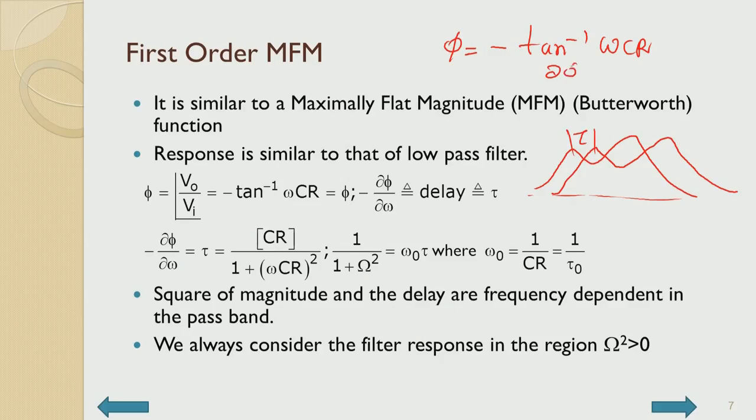So, if you now take delta phi by delta omega of this minus of that, that becomes again nothing but CR divided by 1 plus omega squared C squared R squared, or it is normalized, where omega CR is capital omega. So it is actually equal to omega naught into tau. Okay, that is the delay function. Tau is the delay function. So this square magnitude and the delay are frequency dependent in the pass band. This also is similar to what we saw earlier, that is both magnitude function squared and delay function are of the same nature, 1 by 1 plus omega squared.